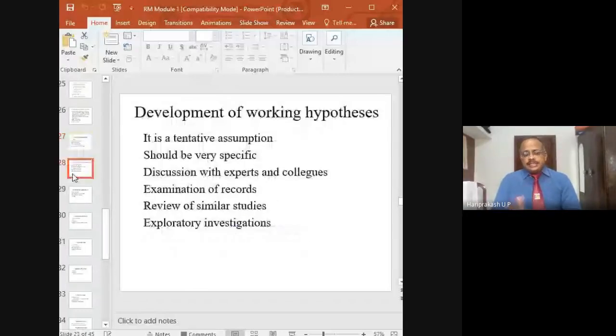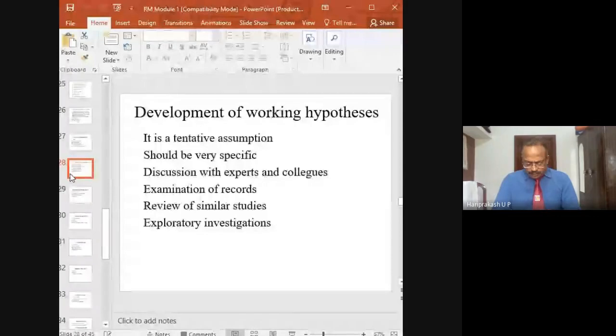Then the next step, the third step in research, is development of a working hypothesis. In the very beginning of our discussion, we told you hypothesis is nothing but an assumption, an assumption that is made in the beginning of the research. So it's a tentative assumption. It should be very specific. It should be very clear. As an assumption, it should be a statement and it should be very clear.